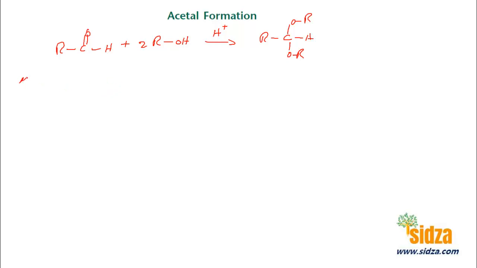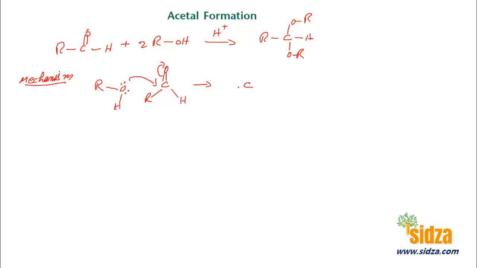Basically what happens in this process is that one alcohol molecule reacts with the aldehyde. This is actually a nucleophilic addition reaction. When you look at the mechanism, one of the alcohol molecules, ROH, has a lone pair of electrons and acts as a nucleophile. It attacks the carbonyl carbon here. Once it attacks, this electron pair shifts in this direction.